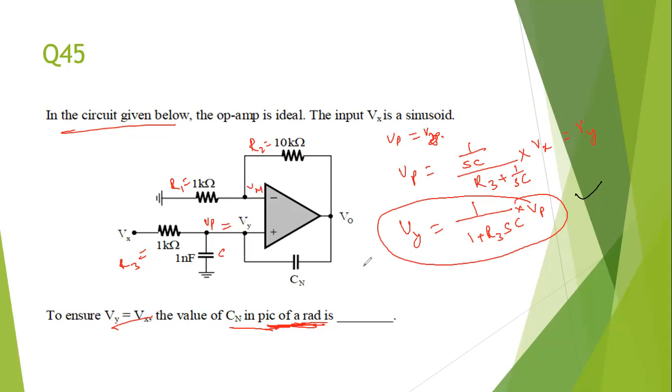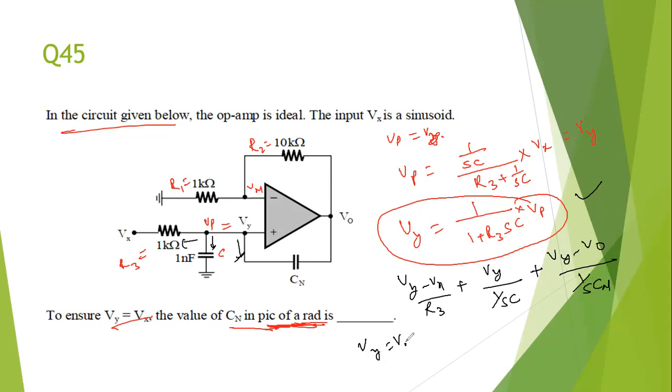This is your Vy. Now apply the nodal equations here. Now when you apply the nodal equation here, what will happen actually? After the nodal equations, total outgoing current equal to 0. So you can write here, this is Vy minus Vx divided by R3 plus Vy upon 1 by Sc plus Vy minus V0 upon 1 by Scn. Now put Vy equal to Vx, so this becomes your 0.